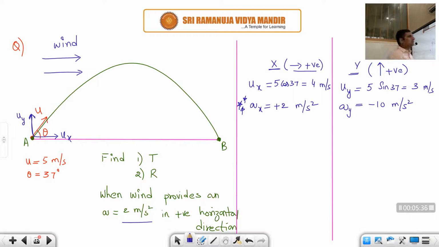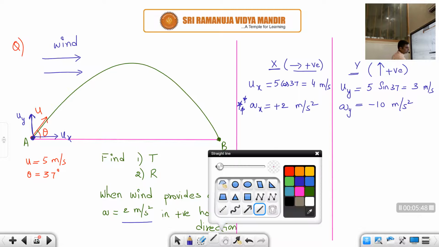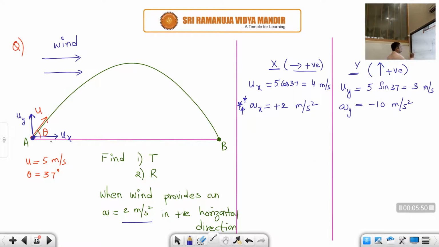Whenever time of flight is being asked, we will focus in the y direction. So if you focus in the y direction, now what are the coordinates? First, let us say this projection point we take as origin. This is called the x-axis, and this is called the y-axis.